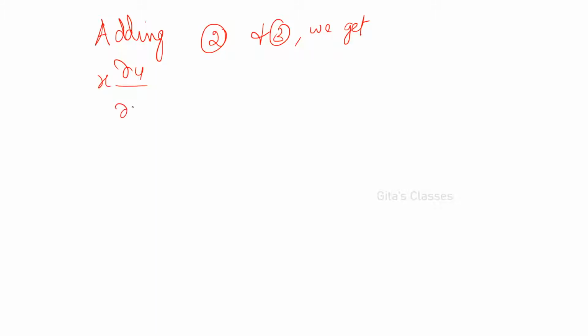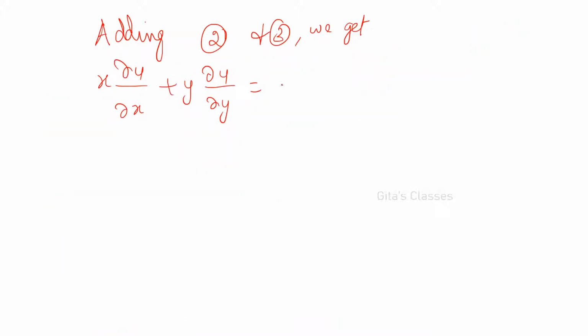So adding 2 and 3, we get, in the left hand side, x into dou u by dou x plus y into dou u by dou y is equal to what?